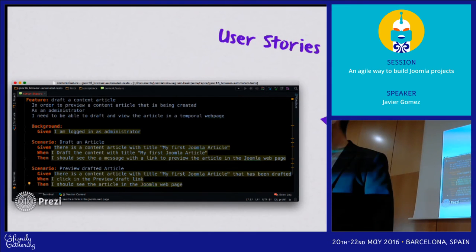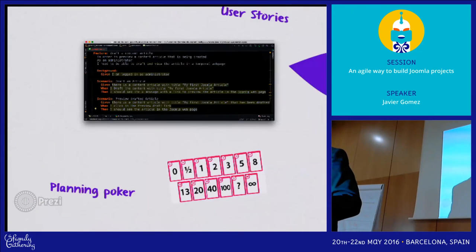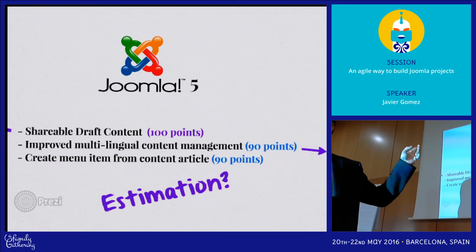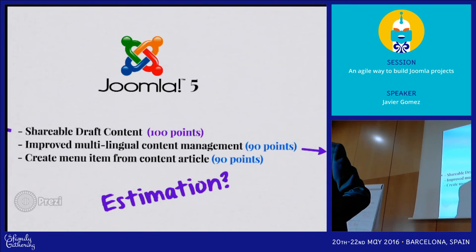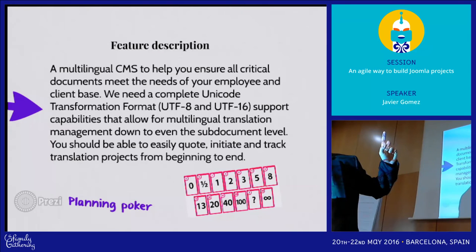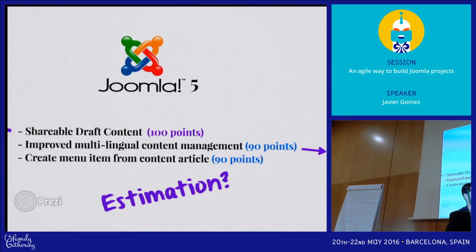Okay, let's say that it's going to be an M or an L. Since I didn't know when I created this presentation how much the estimation was going to be, I gave it 5 points. You'll see that later. Okay, let's do it again, but with this second task, the task of improved multilingual content management.